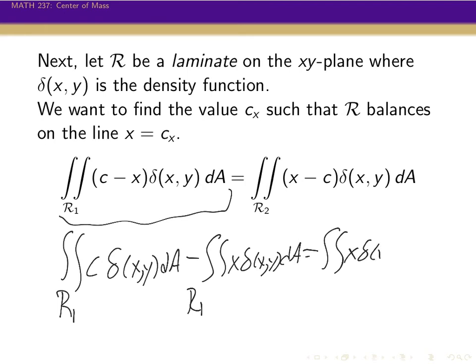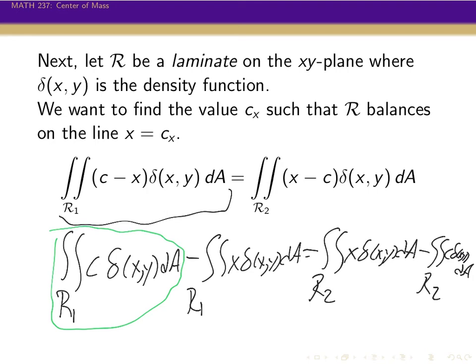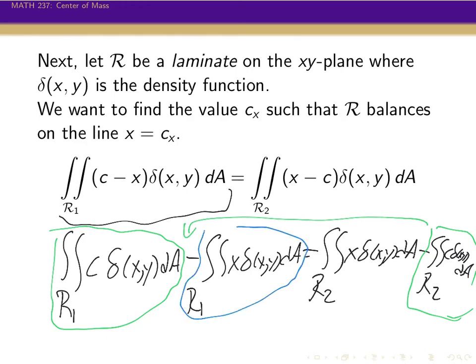And on the right side, break it up into the integral of x delta(x,y) dA on R2 minus the integral of C delta(x,y) dA on R2. And again, the two integrals with the C's in them, I'm going to move them over to the same side. The two integrals where x is in the integrand, I'm going to move them over to the same side.